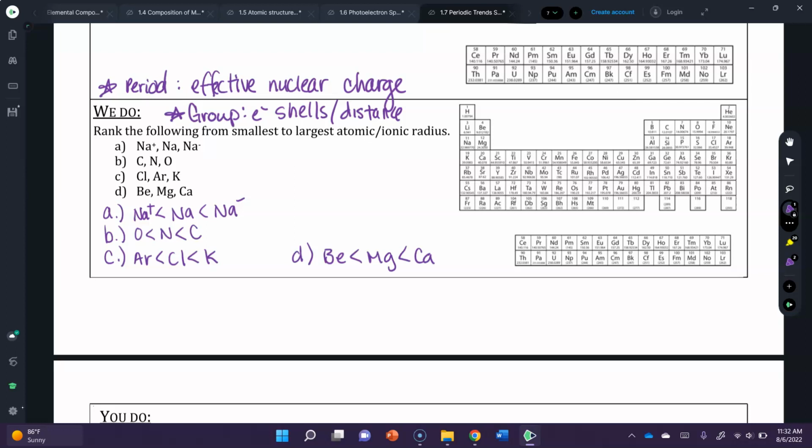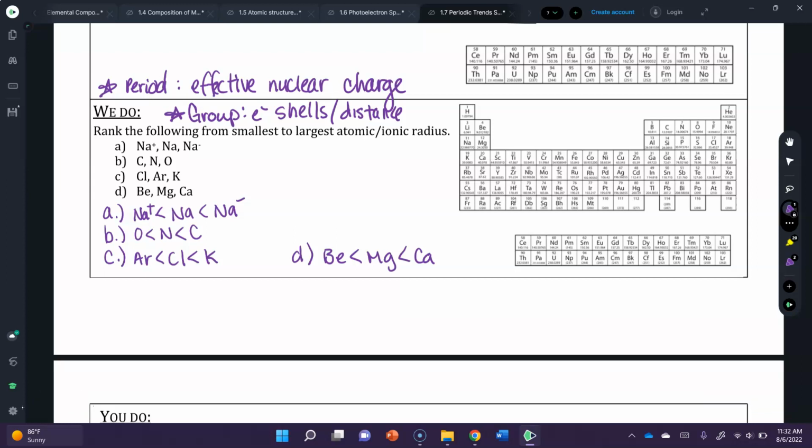Oh, those are in different groups. Potassium should be bigger, I think. I think potassium goes here. My bad, guys. Sorry. I thought I knew what I was doing. That's a little weird that they aren't all in the same period. So potassium, because it's got an effective nuclear charge. Oh, it should be bigger. It's in the right spot.